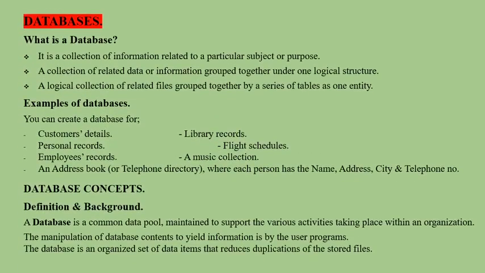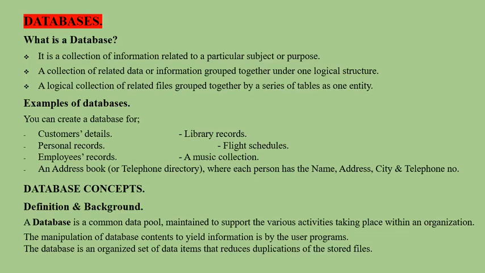What is a database? It is a collection of information related to a particular subject or purpose. Somebody else may say it's a collection of related data or information grouped together under one logical structure, a logical collection of related files grouped together by a series of tables as one entity. Somebody else, in a nutshell, may just say that a database is a collection of related data.